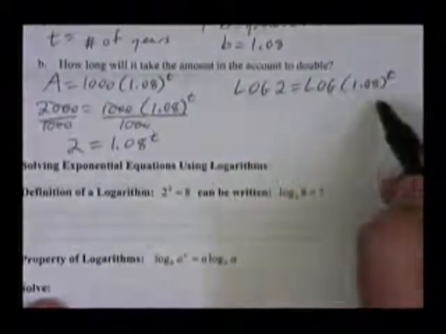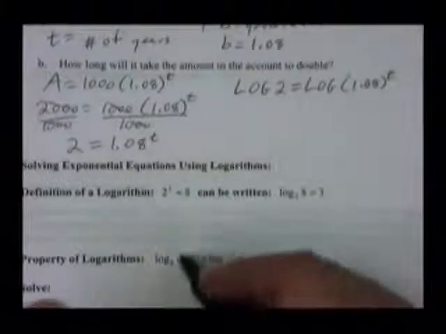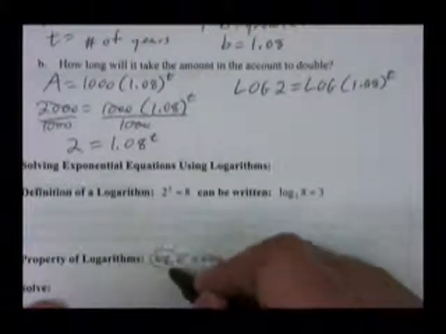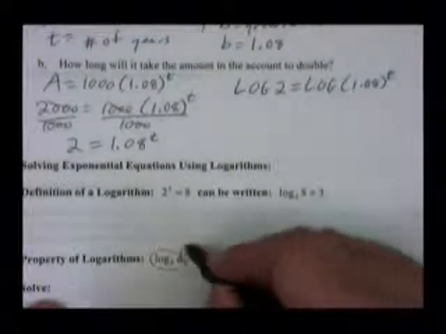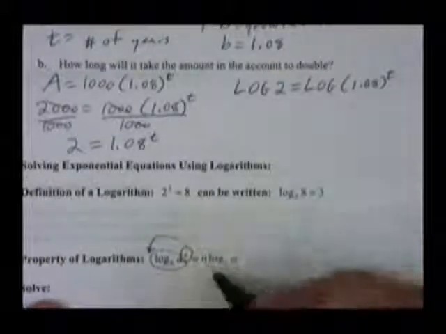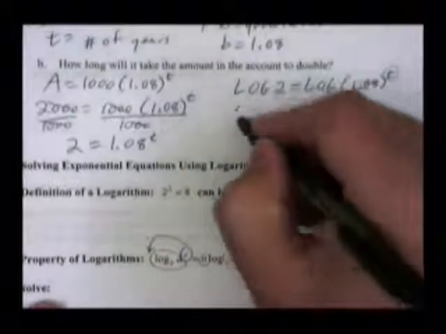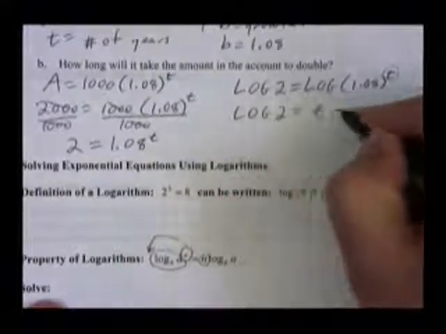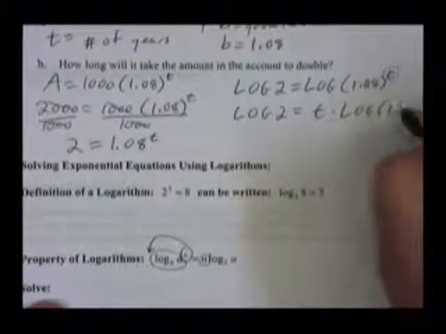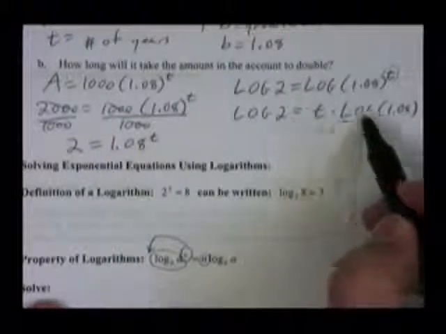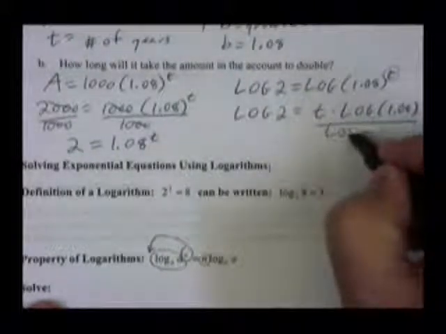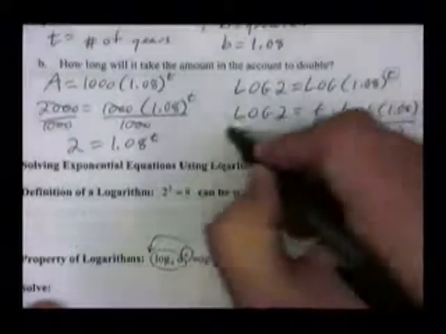So I'm going to take the logarithm of both sides, and I'm going to use this property down here which says if you have a logarithm of something and it's got a variable in it as the exponent, you can actually pull that variable out in front and make it a product. So I'm going to take this t and pull it out in front and make it a product. And now this is actually just a number, so this is some number times t, and in order to undo the multiplication here, I'm going to divide both sides by the logarithm of 1.08.